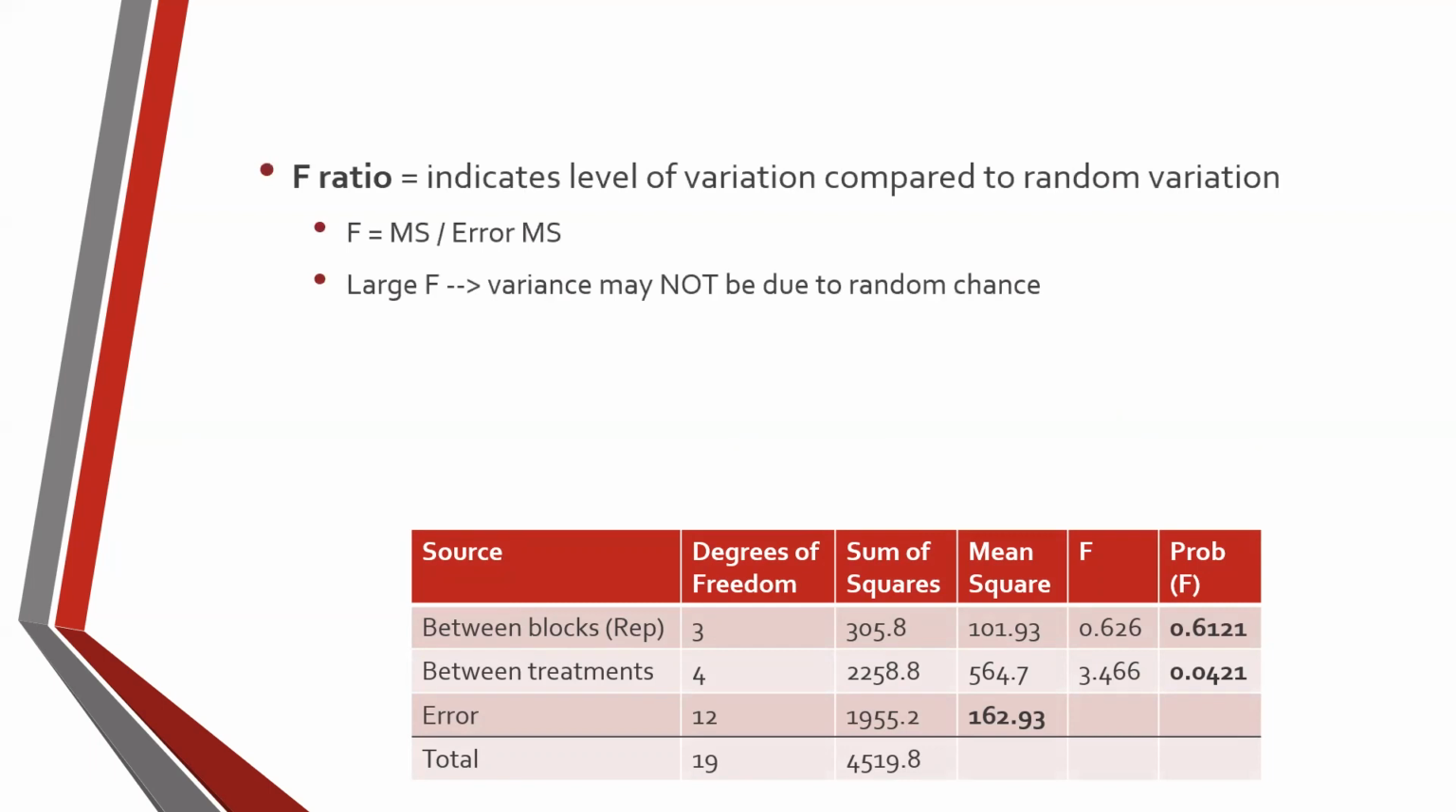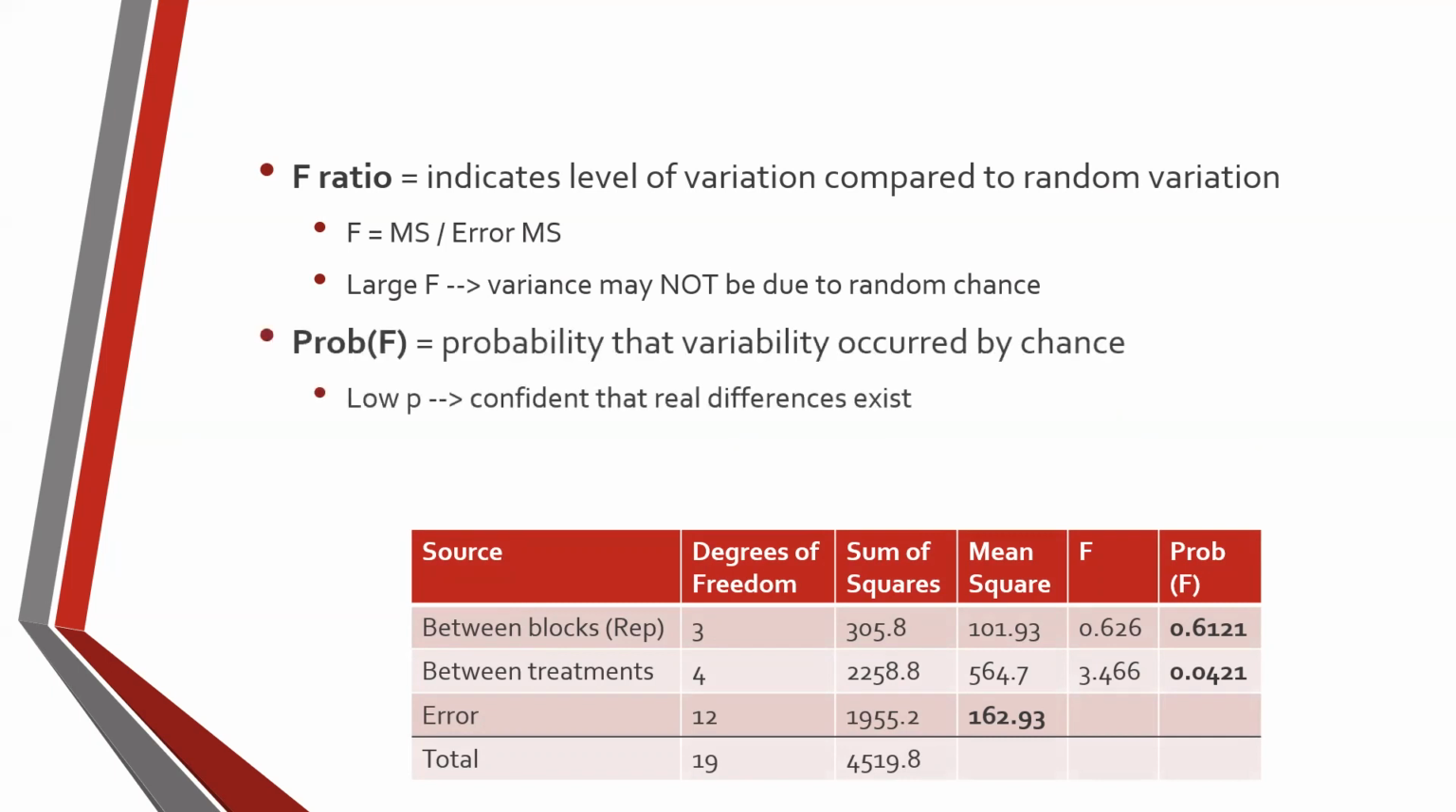Then we calculate an F ratio, and that indicates the level of variation from that source compared to the random variation. So the larger this ratio is, the more likely that the variance from this source is not due to just random chance.